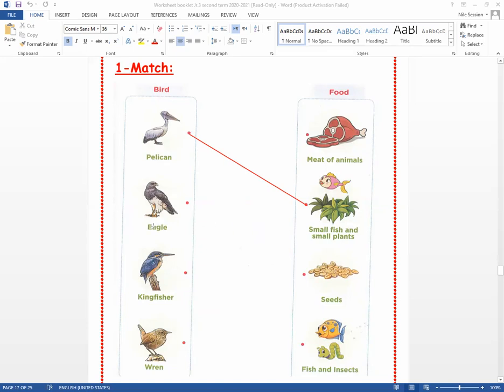Okay, number 2, eagle. You know the eagle? Yes, eagle and owl have what? Eagle and owl have feather beaks, yes, and they eat what? Meat of animals. Super match, meat of animals. Number 3, you know the kingfisher? Yes, heron, egret, kingfisher. They have feather beaks and they eat what? Yes, they eat fish and insects.